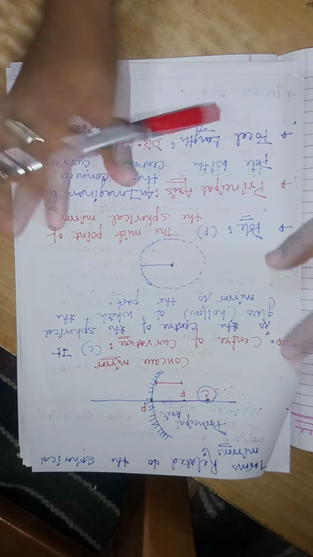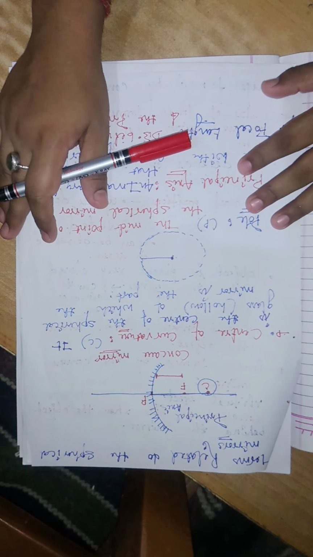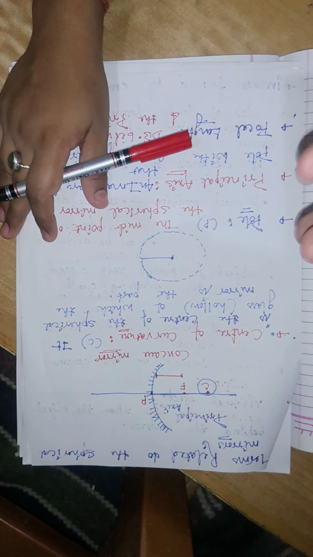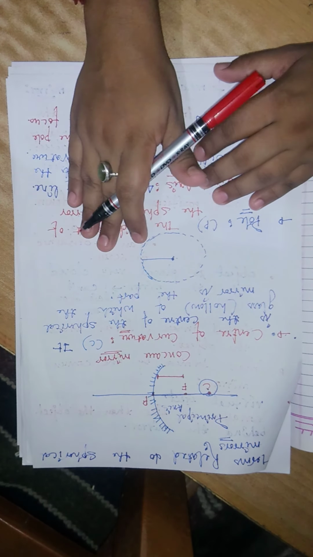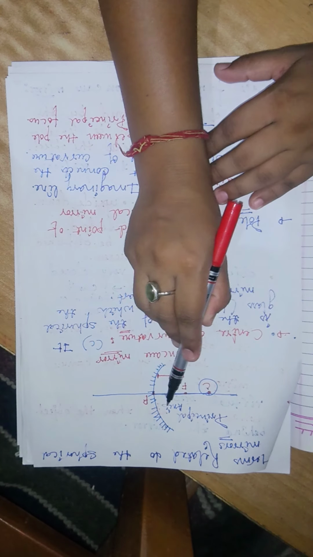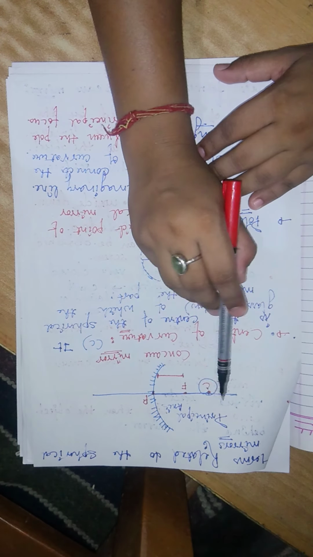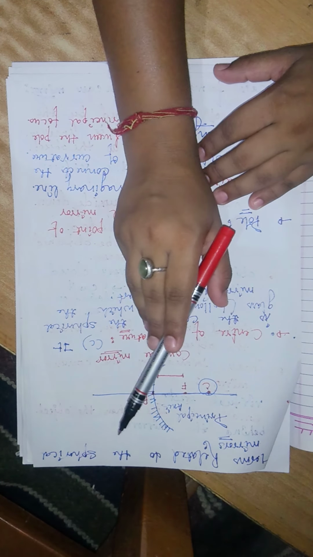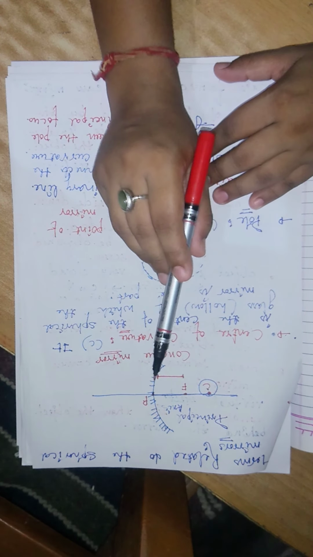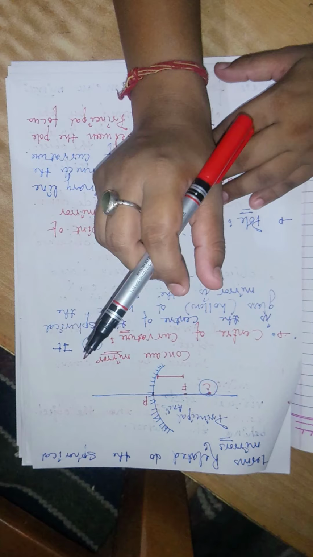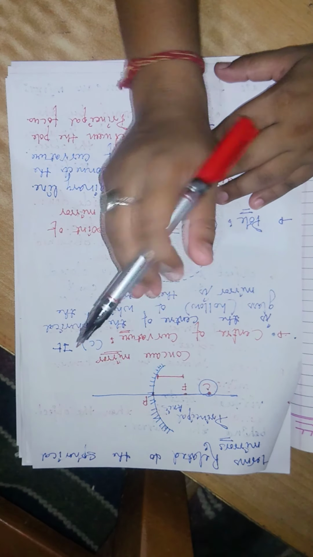Okay, it's not drawn, so I'll just draw it over here. What happens with principal focus is that when the ray of light is parallel to this principal axis, after reflection from the mirror, in the case of a concave mirror, it passes through a point.